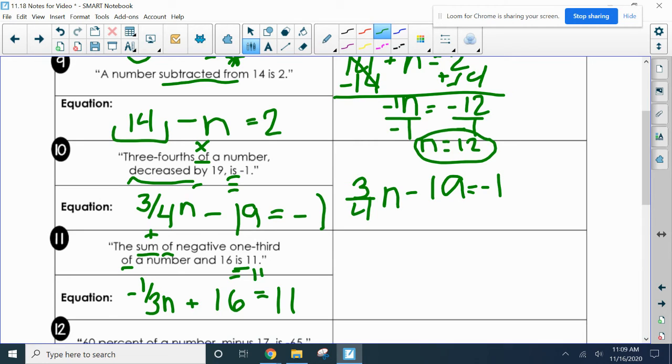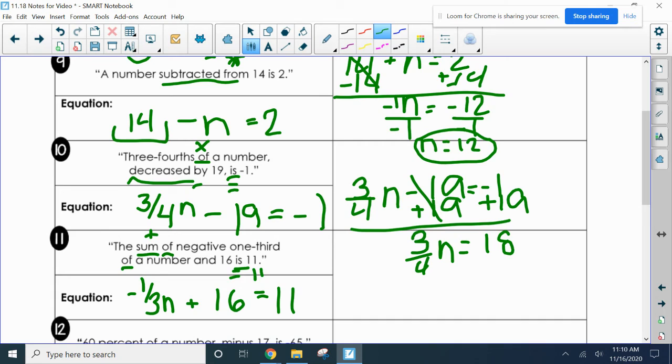So again, 2-step equations, we know we have to work our order of operations backwards. So in order to get rid of subtraction, because addition and subtraction are the last steps, we're going to add, because addition is the inverse of subtraction. So add 19 on the left, add 19 on the right. So I'm left with 3/4 n, because minus 19 plus 19 cancels, equals negative 1 plus 19. A positive and a negative, we're really subtracting and keeping the bigger sign. 19 minus 1 is 18. 19 is bigger, so it's positive.